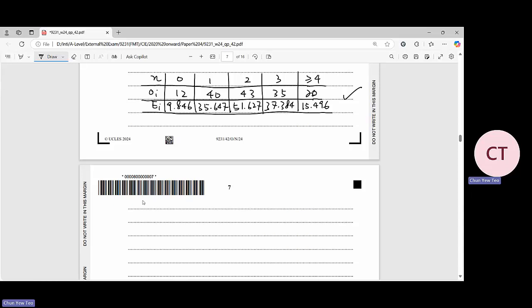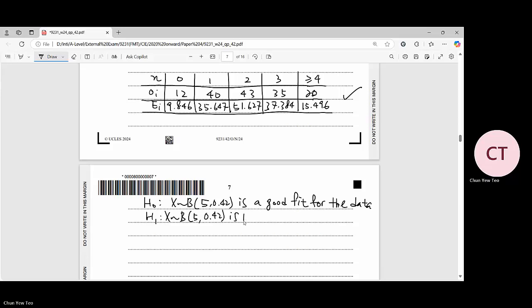Now we are ready to do the hypothesis test. The null hypothesis says that the binomial distribution of 5 and 0.42 is a good fit for the data, versus the alternative hypothesis that this is not a good fit for the data. Okay, so this is the hypothesis that we have.